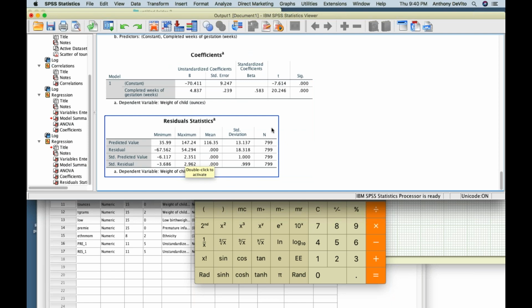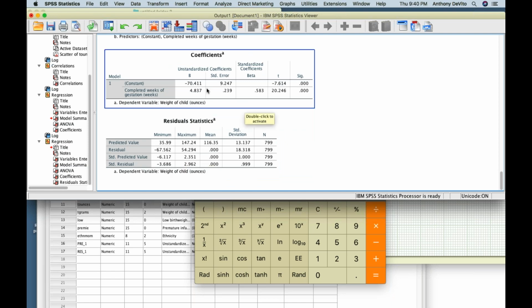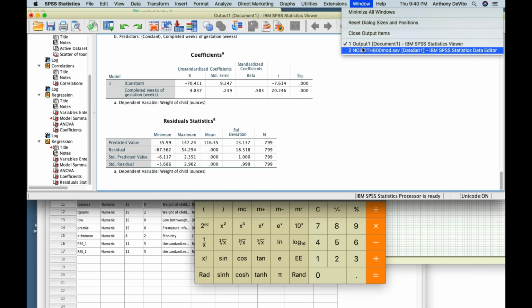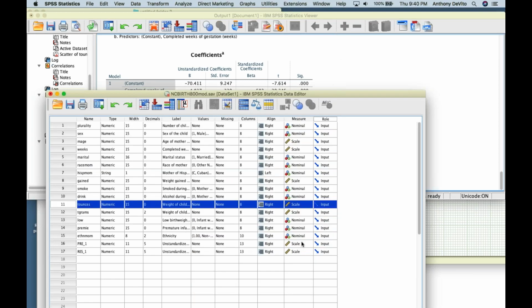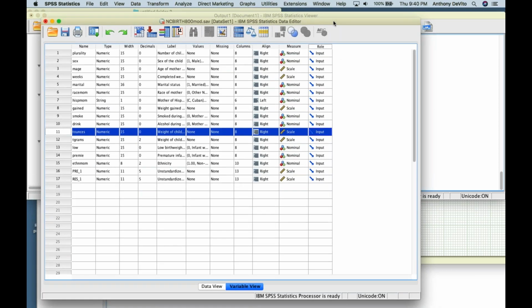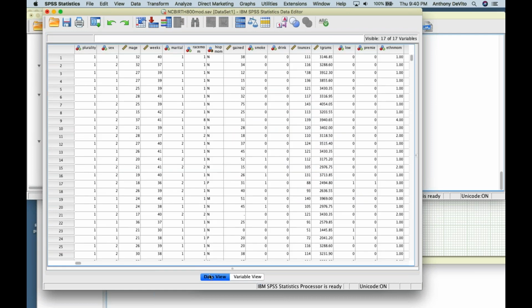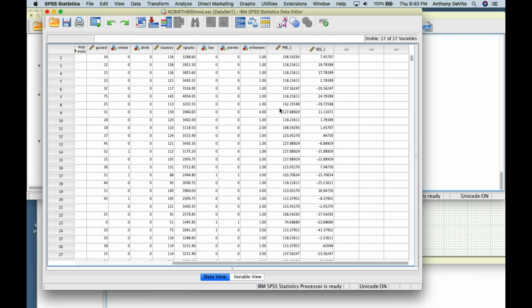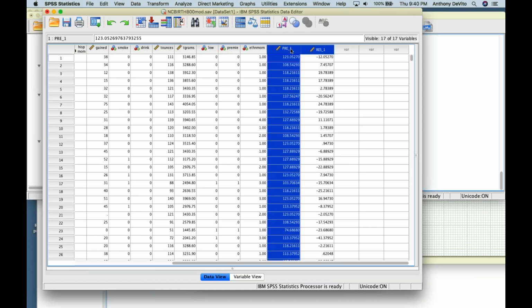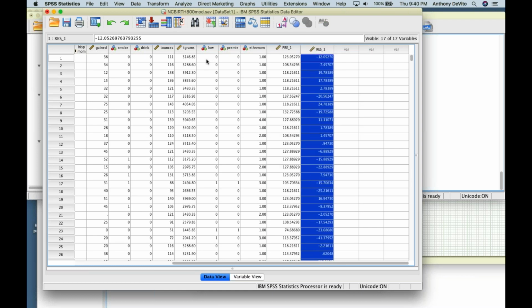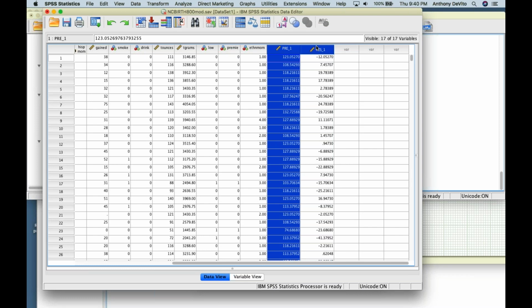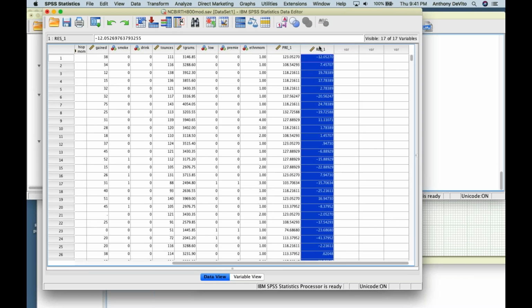Well, really, the interest in the residual statistics is not so much in the output table, but even more interesting is the data table, the data view. I'm going to go back here and go to data view. Notice that SPSS has added two variables to all the other variables we had before. This is predicted and residual, so two things that we checked off there.